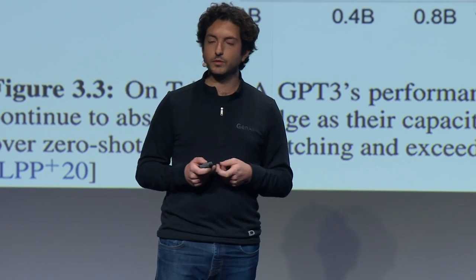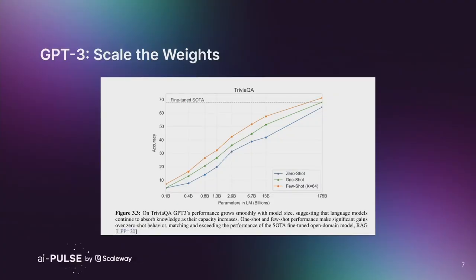So this is what they found here, for instance, on a question answering task. It's the beauty of this. You apply the same recipe, a transformer predicting the next token. You just scale, which means the same recipe with just an architecture with more weights. And you get some improvement consistently.